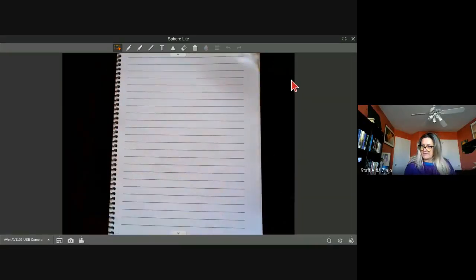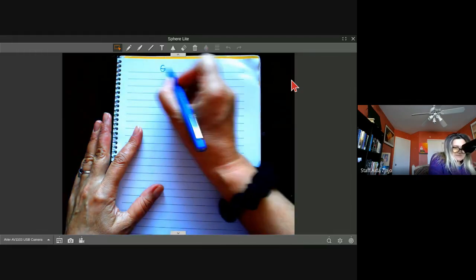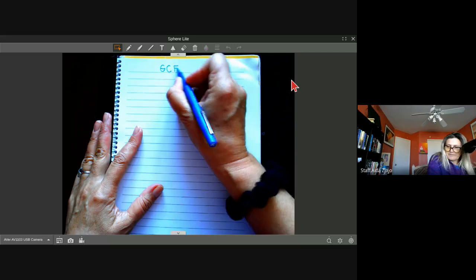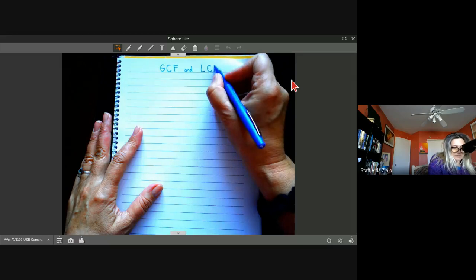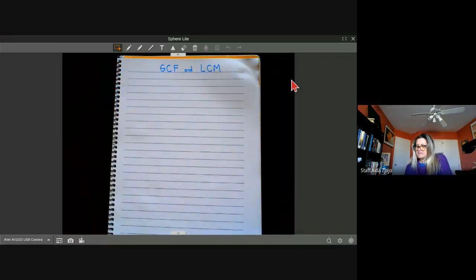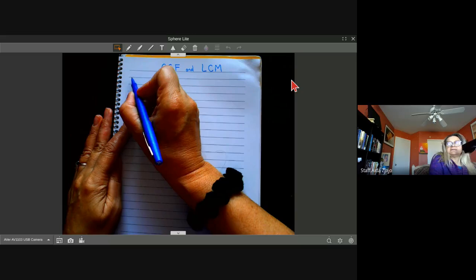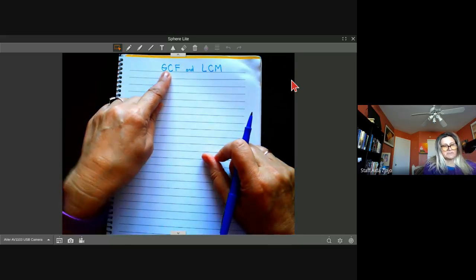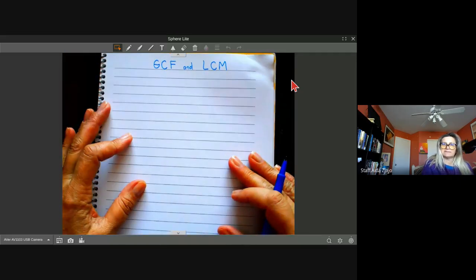So we're going to talk today about the greatest common factor and least common multiple. Please put this abbreviation, greatest common factor and least common multiple. Okay, so these are important features that you need to know. This is just an abbreviation that you could have in your test, but it's important that you know what that stands for.